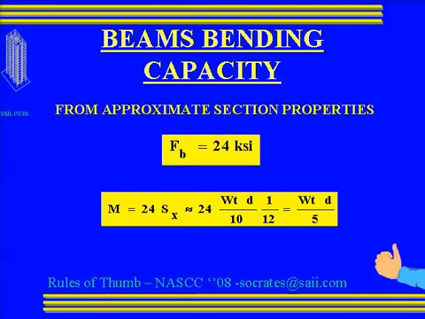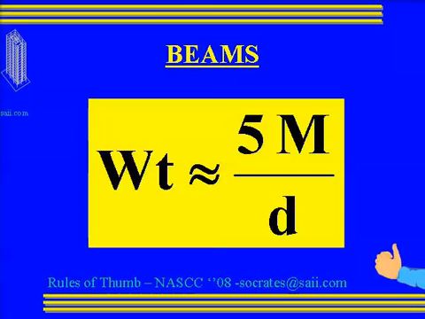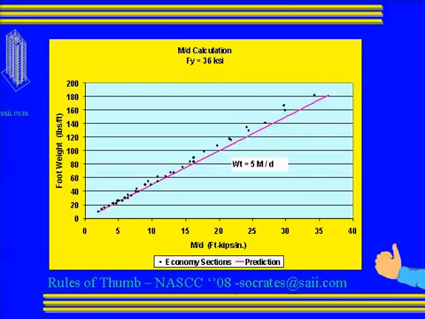So if we start with using 36 KSI material, the allowable bending stress is 24 KSI. You go through the equation and you see the weight times D over 5 is the moment. Or, usually you know the moment to start with, so the weight is the moment times 5 divided by D. Now John put a different slide in here.